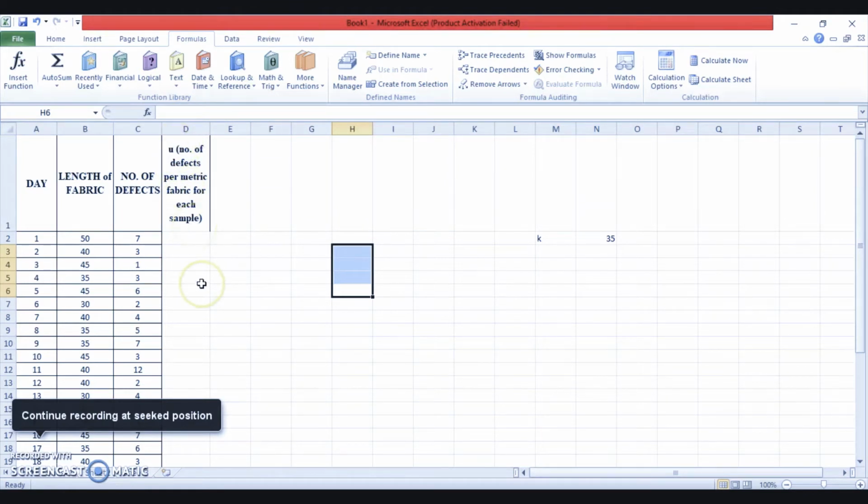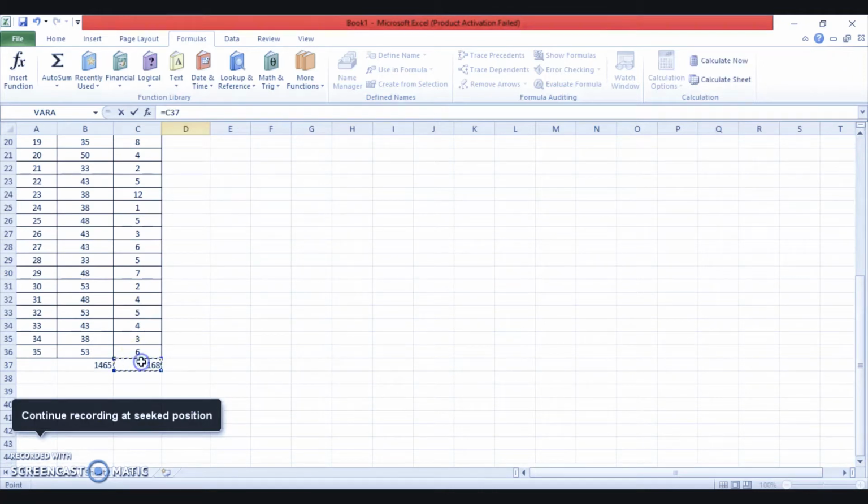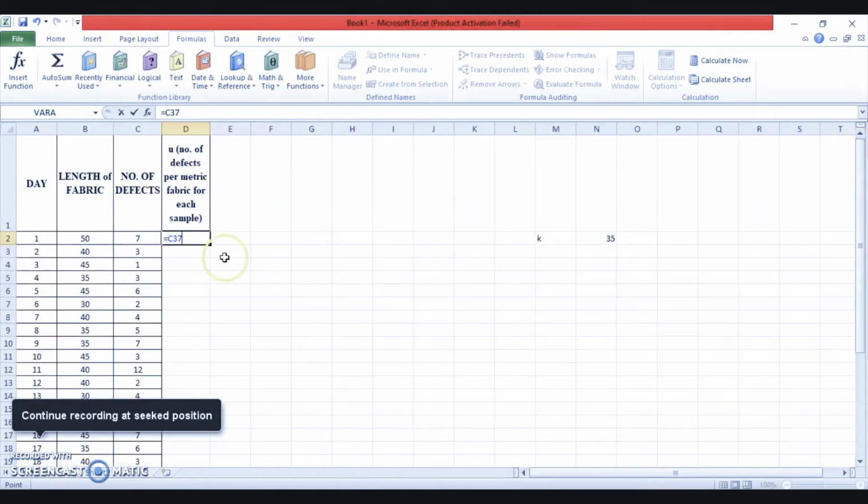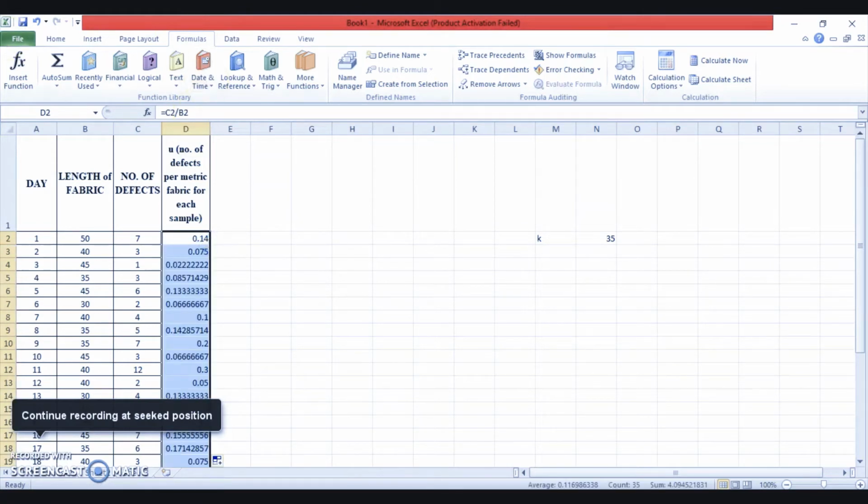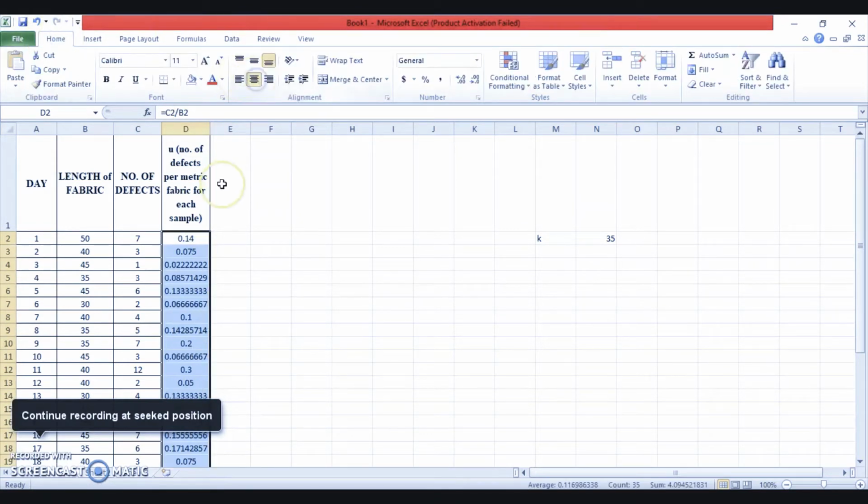Okay, fine. So this U value can be calculated by the ratio of the total number of defects, right? Not the total, because here we are going to understand how we are going to do it with each and every sample point, because the sample is varying here, length of the fabric. So it will be number of defects divided by the length of the fabric, right? So this way we were able to find out the number of defects per metric fabric, the U value. Just double clicking here and we'll get the values for the rest of the samples.